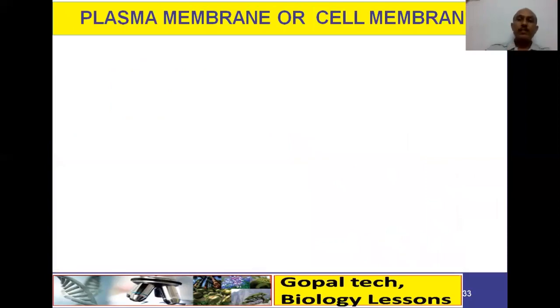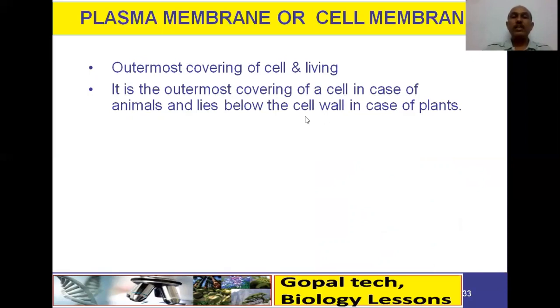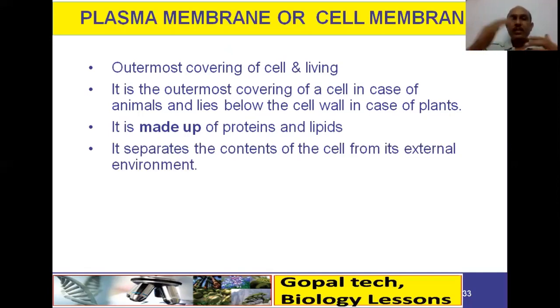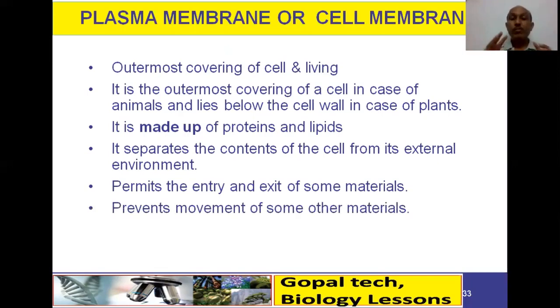So first we'll discuss the plasma membrane. It is the outermost covering of the cell and it is living. It is the outermost covering of the cell in case of animals and lies below the cell wall in case of plants. It is chemically made up of proteins and lipids. Very, very important: proteins and lipids. It separates the content of the cell from its external environment. That is the first function of the plasma membrane. It permits the entry and exit of some materials, not all. कुछ materials को आने जाने देता है. It prevents the movement of some other materials. Therefore, it regulates the entry and exit of molecules.